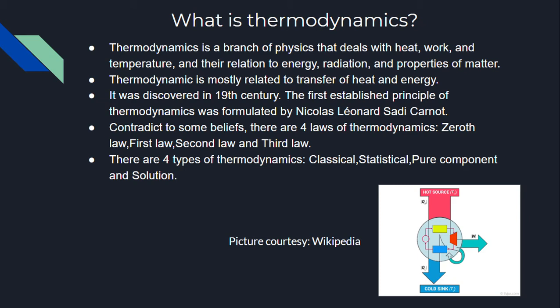Contrary to some beliefs, there are four laws of thermodynamics: zeroth law, first law, second law, and third law. Most people think that there are three laws: first law, second law, and third law. But in reality, there are four laws of thermodynamics: zeroth law, first law, second law, and third law. There are also types of thermodynamics: classical, statistical, pure, compound, and solution. We will not talk about the types of thermodynamics in this video. As you can see in this picture, the heat from a hot object is moving towards the cold object.